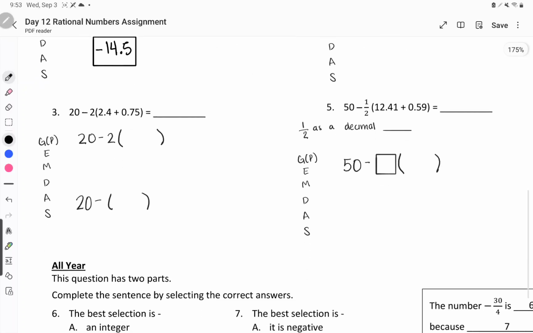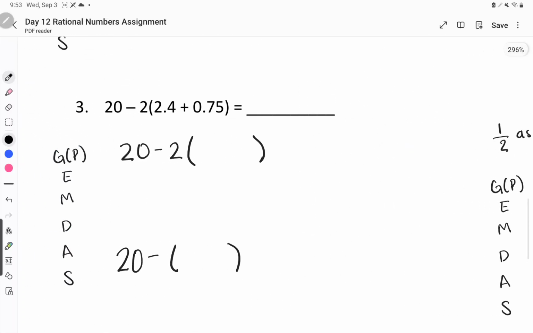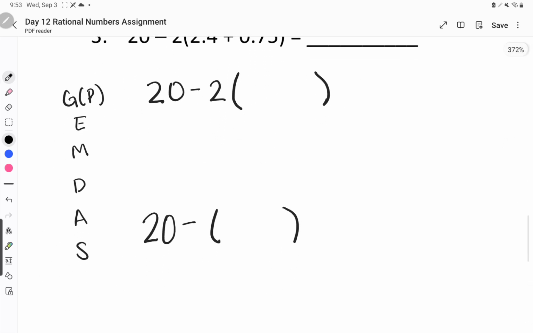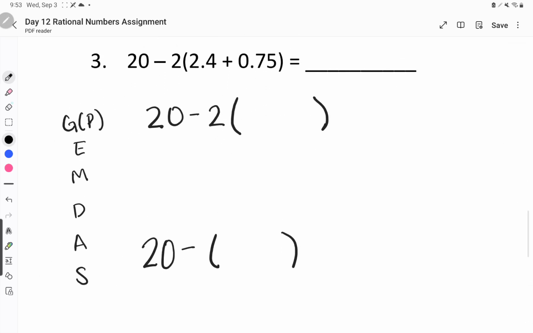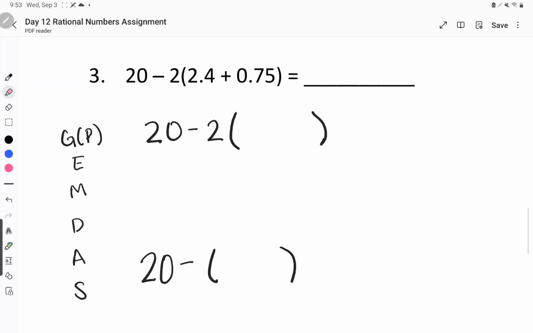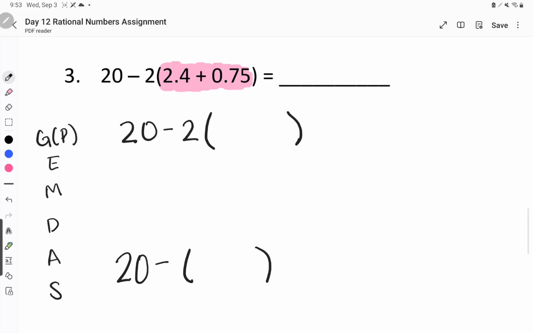All right, for the next one, we have 20 minus 2.4 plus 0.75. So remember, the first thing we do is the grouping. Our grouping is in our parentheses, so we're going to do 2.4 plus 0.75. Right now, those are the exact same decimals, so we can just put them together.